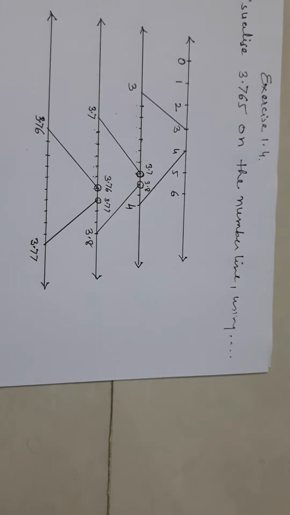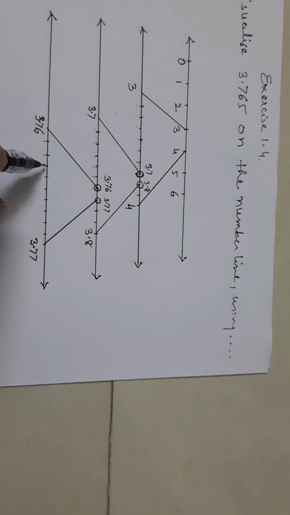Now 3.765. So 1, 2, 3, 4 and 5. This number is 3.765. This is how these numbers are represented.